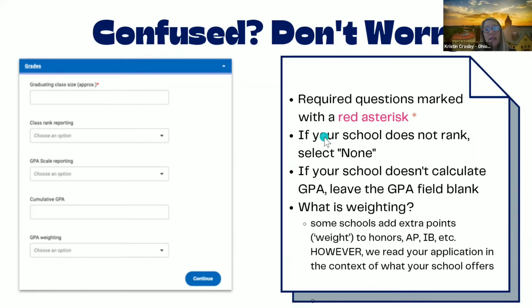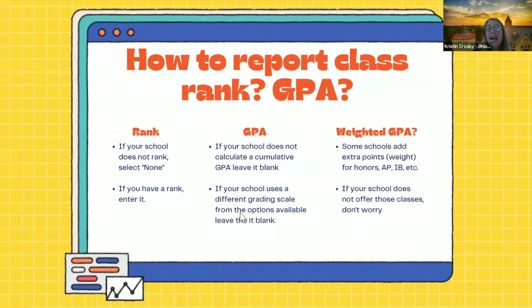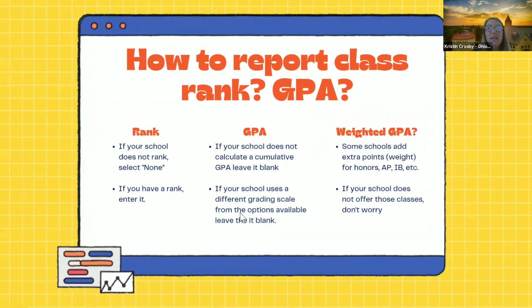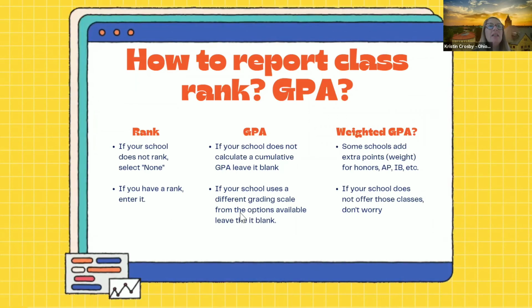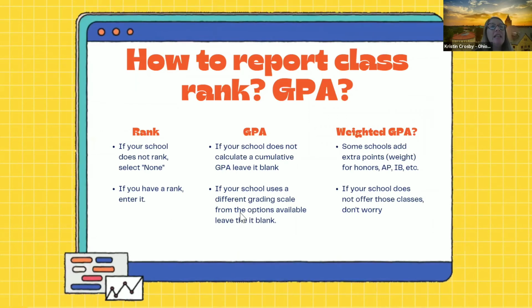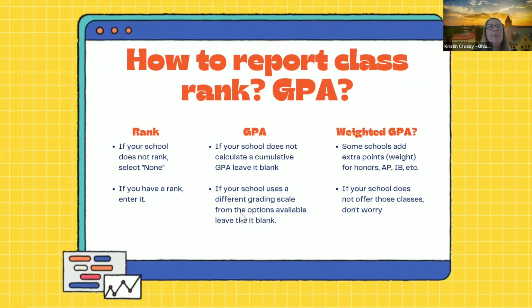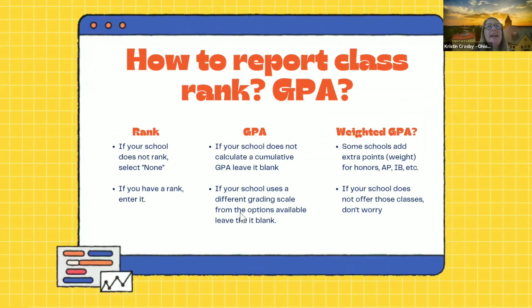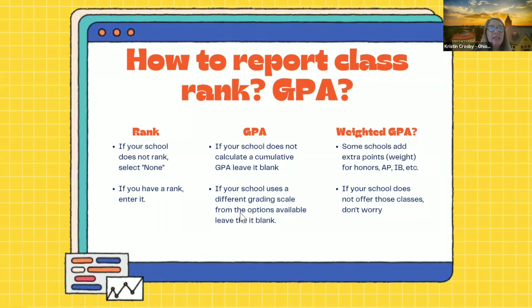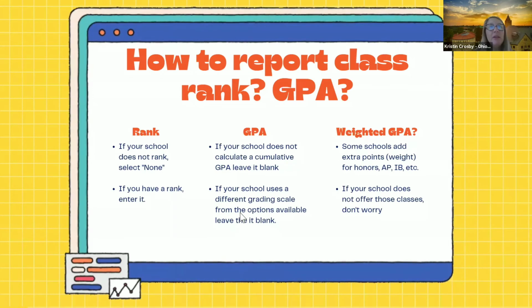There are going to be some sections that you will be confused about, you're not sure, such as school ranking, and GPA and weighting. So I'll go to the next slide for that. A rank in class. If your school does not calculate a rank in class, you can just select none. If you do have a rank in class, then you can enter it. In terms of a GPA, a grade point average, if your school does not calculate a grade point average, you can leave it blank.